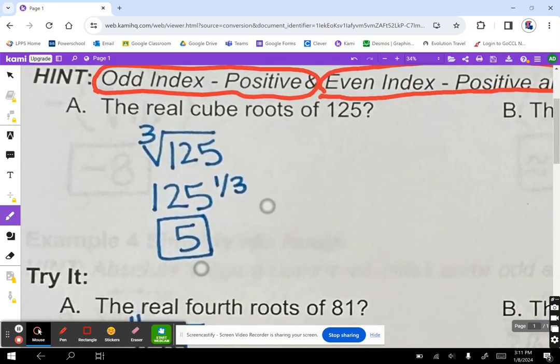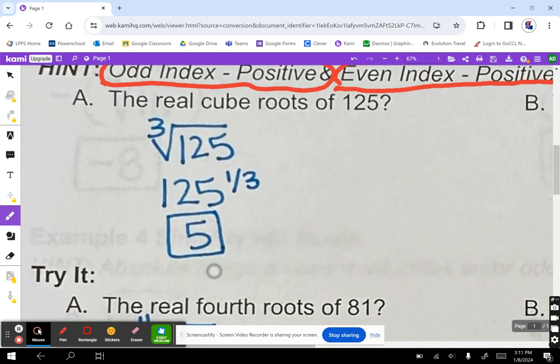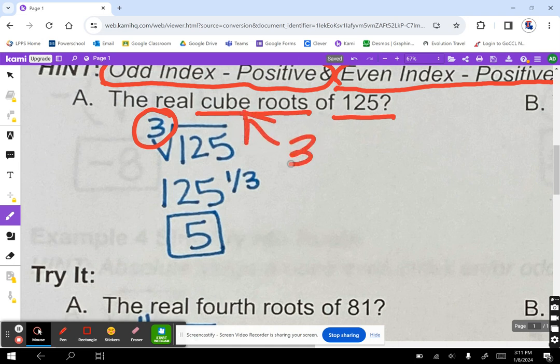Part A, the real cube root of 125. So cube root means that your index is going to be 3. 125 is going to be your radicand. So your cube root, 3 is your index because cube in math means 3. Okay. Cube root of 125. 125 is your radicand.